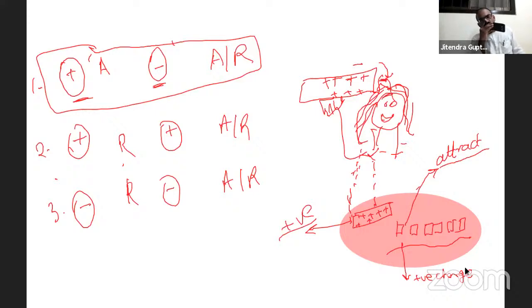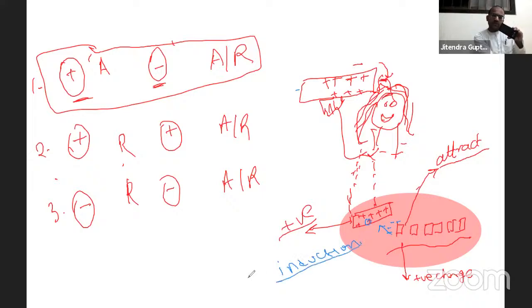Can anyone explain what the induction phenomenon is? Tell me. Sir, the uncharged particle gets charged. Yes. Due to the induction, the opposite charge accumulates on the surface. Now this is a plus charge, and this body becomes negatively charged. Now it will attract. So this is attraction due to the induction phenomenon.